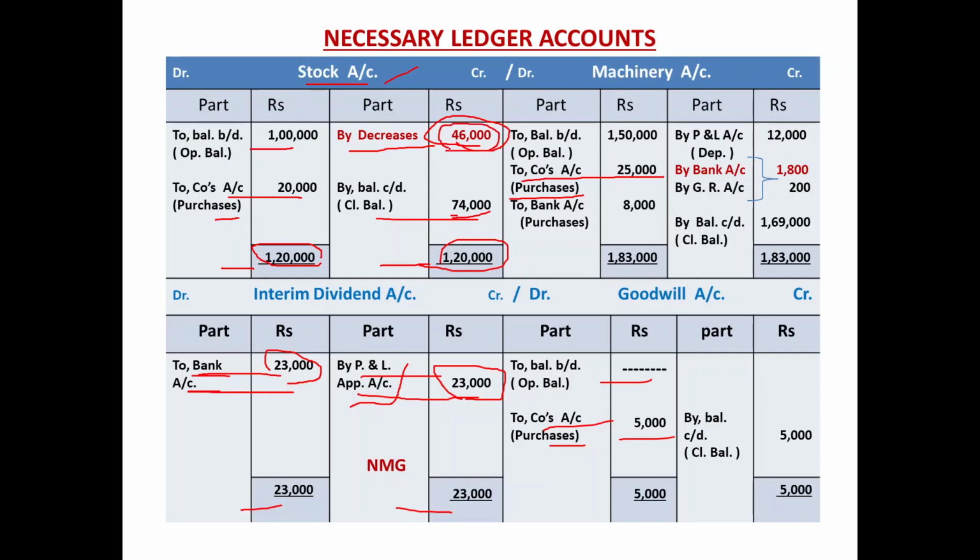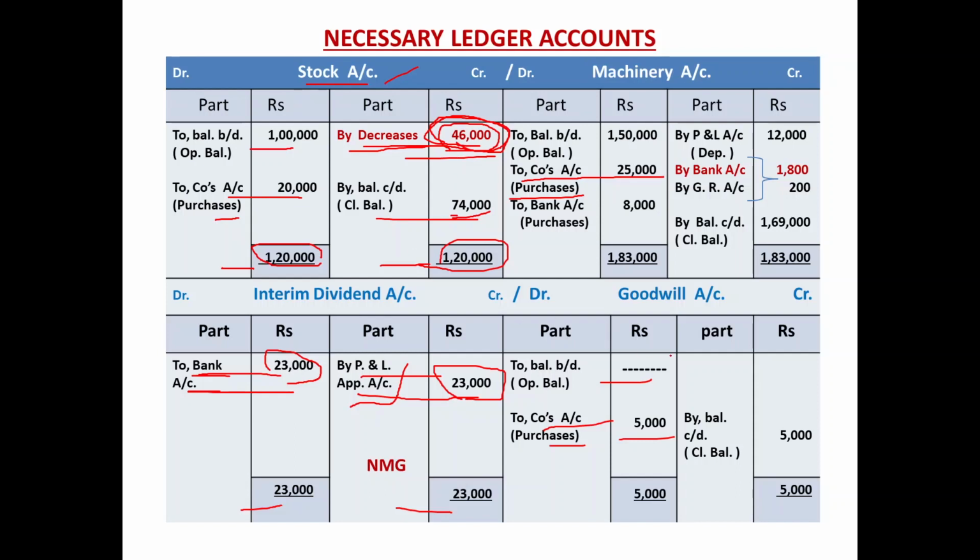This figure we will have to report in the cash flow statement at the time of reporting changes in current assets and current liabilities. So be careful. This is the figure of stock account that we will be reporting in the cash flow statement when we start to report the changes in current assets and current liabilities. This 46,000, and you know the relationship of CA with cash flow. It is a negative relationship.